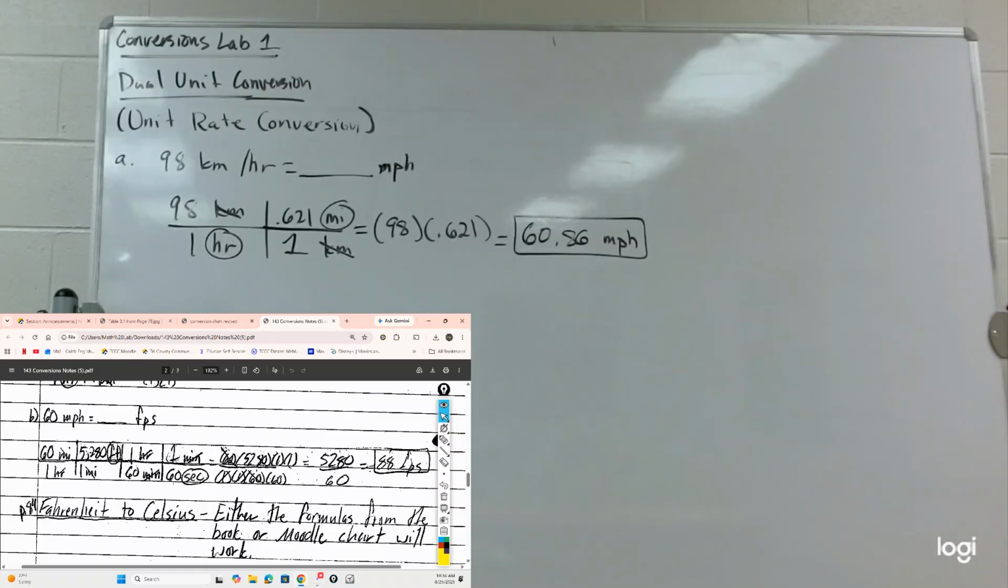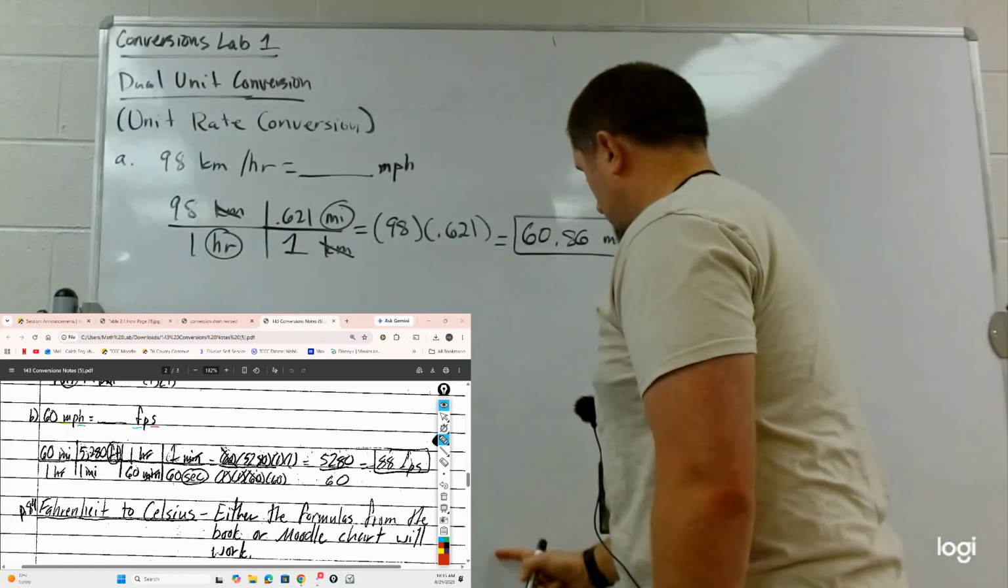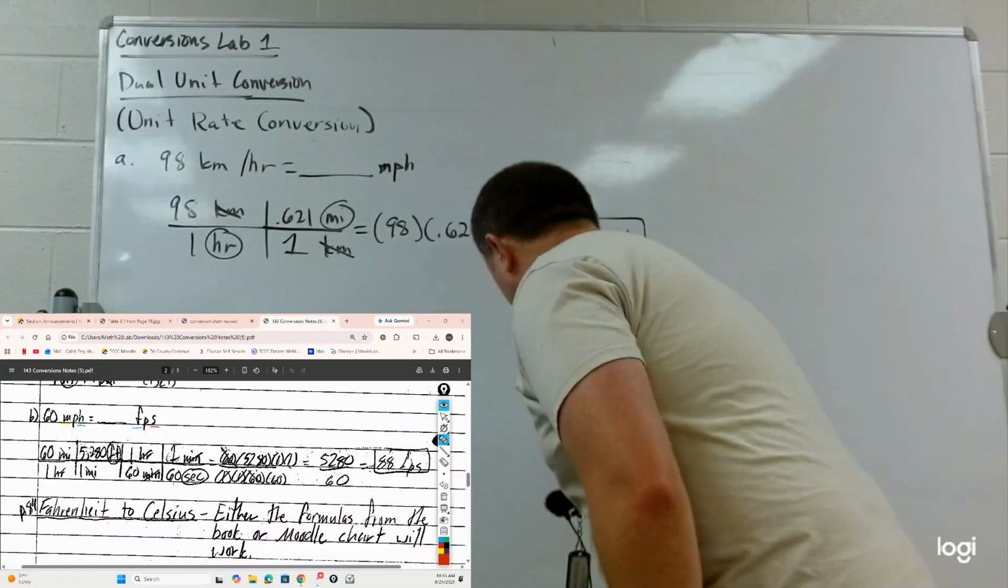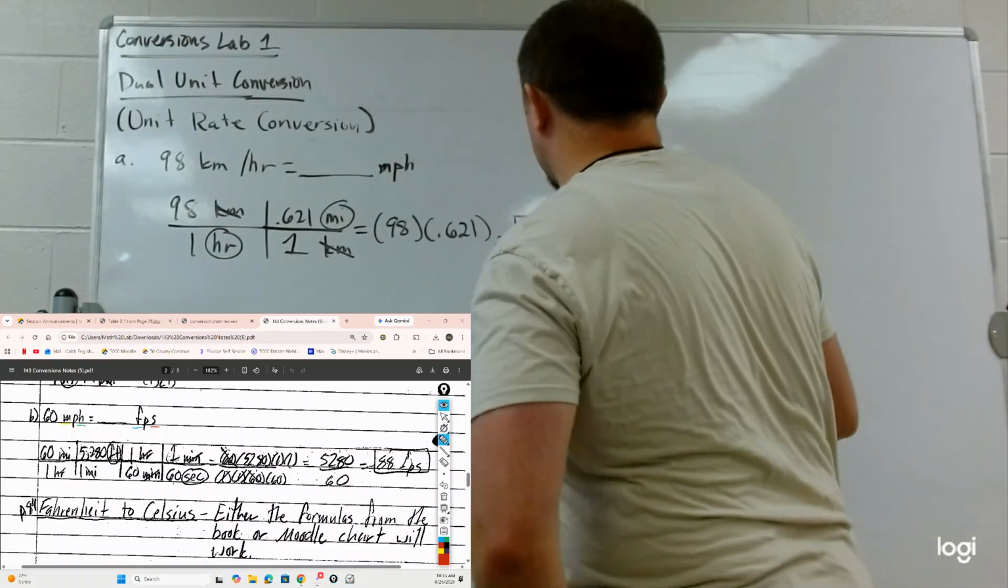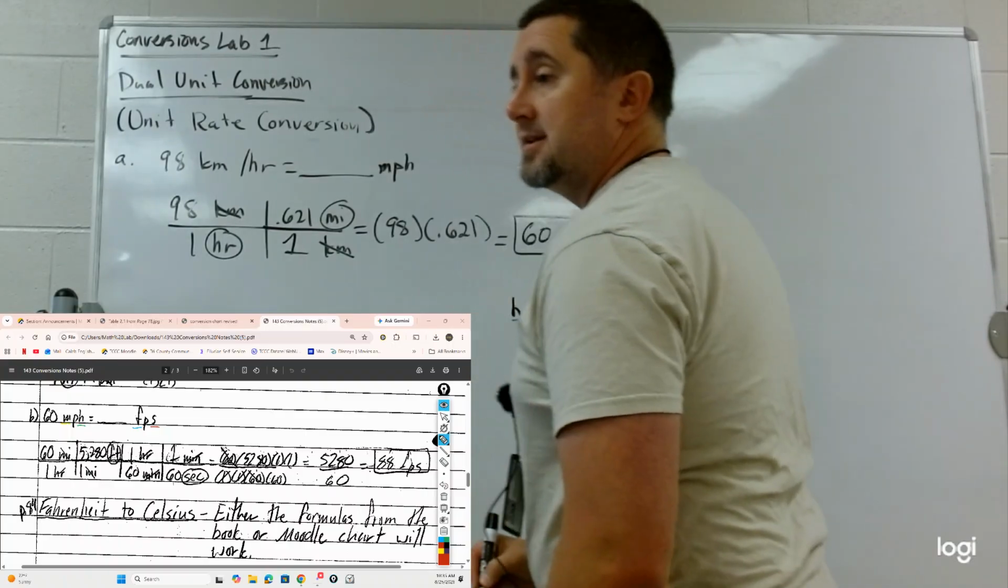Whew. Okay, so let's look at one where we don't have any units that are the same. Here, we got miles per hour and feet per second. Miles and feet are definitely different, and hours and seconds are definitely different as well. So we're going to have to adjust both of them. So here's how we'll set that up. So I'm going to come over here. Okay, so B. Do you see that? Yeah.